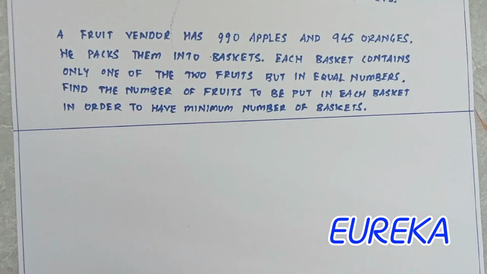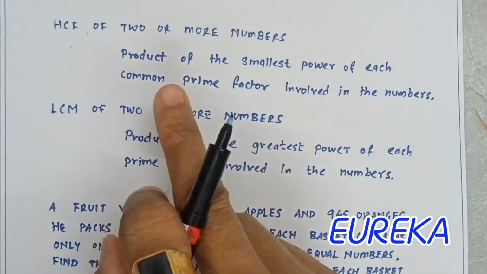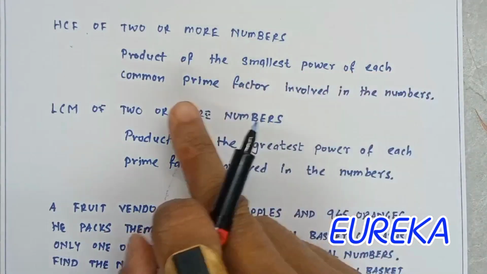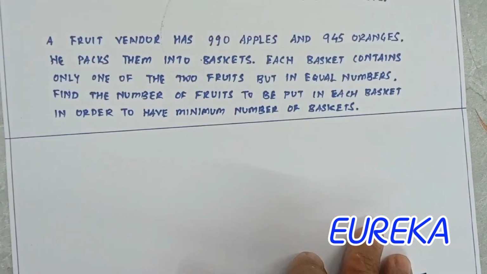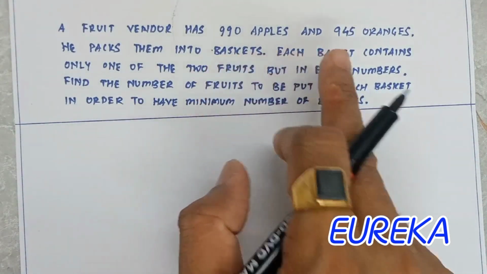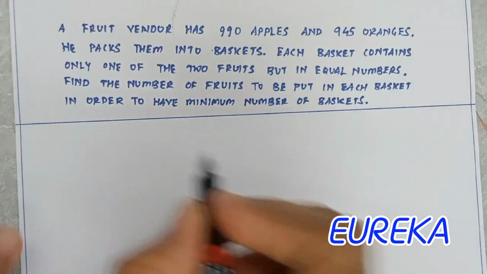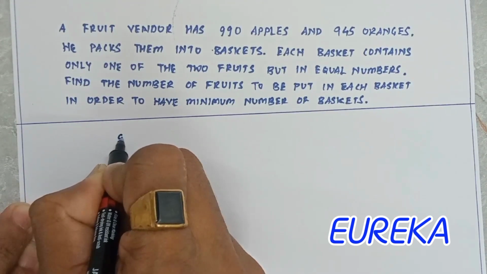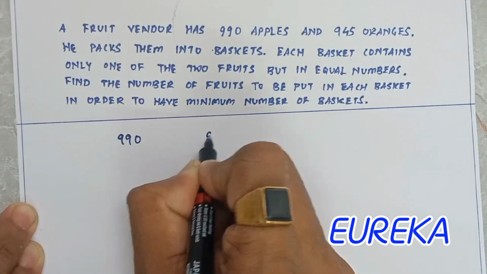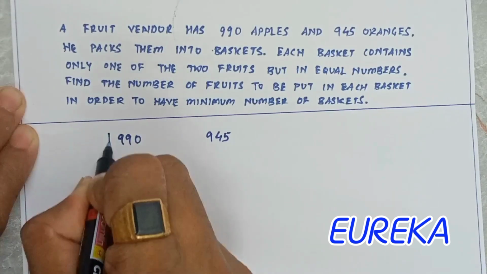What we have learnt for finding the HCF: HCF for two or more numbers is the product of the smallest power of each common prime factor. So for that, first we need to get the prime factorization of the two numbers, 990 and 945. So first we will find the prime factorization for 990 and 945.